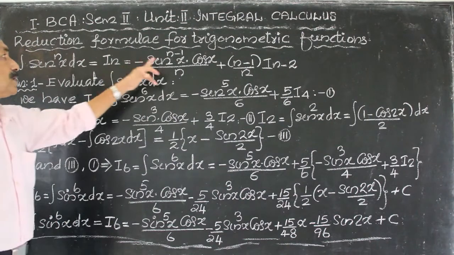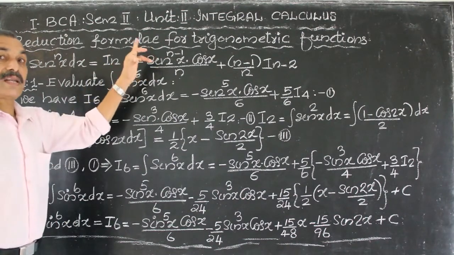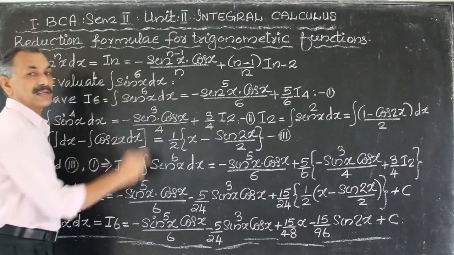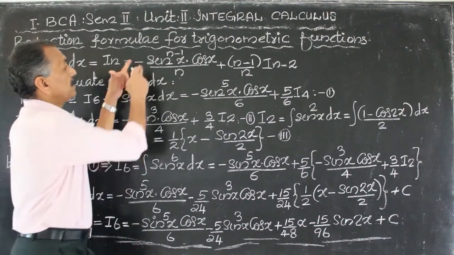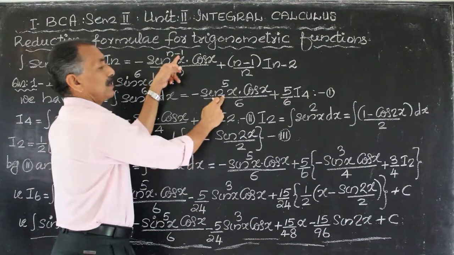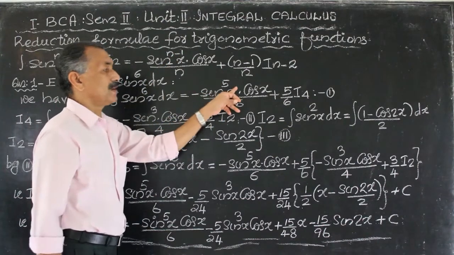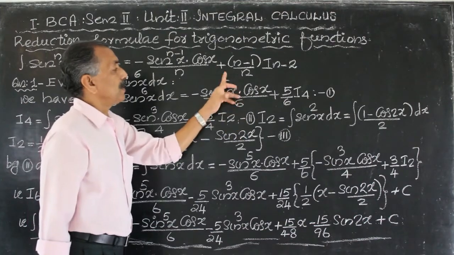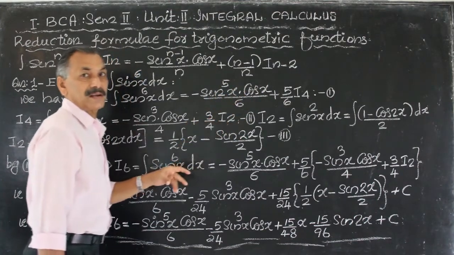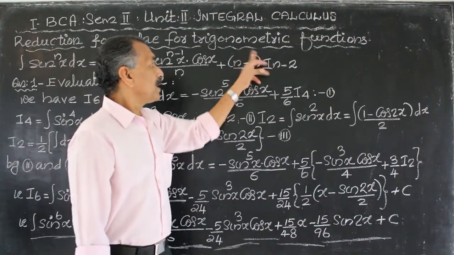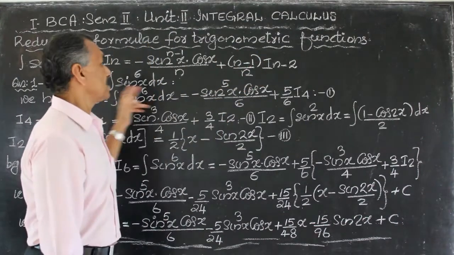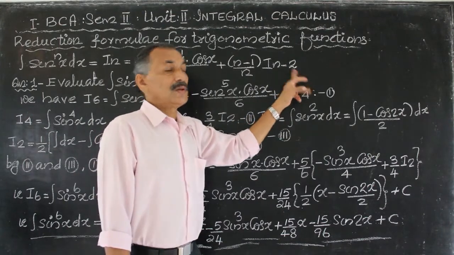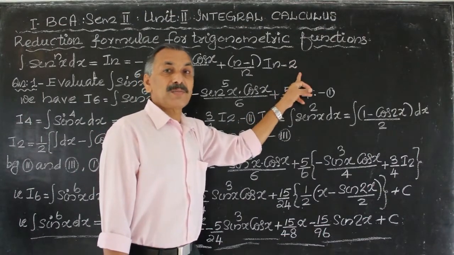I n is equal to the integral of sine raised to n x. Therefore, I 6 is equal to the integral of sine raised to 6x dx. That is equal to minus sine raised to n minus 1, here 6 minus 1, 5x into cos x by 6, plus n minus 1 by n, with n equal to 6, 6 minus 1, 5 by 6, I n minus 2. I n minus 2 is I 6 minus 2, I 4.